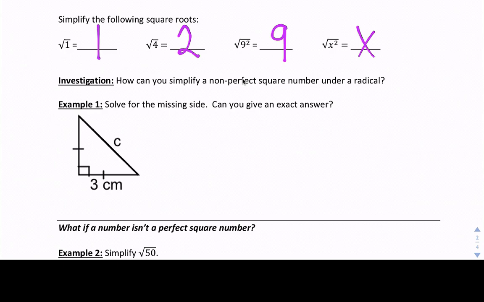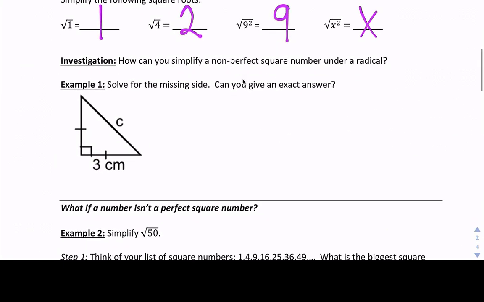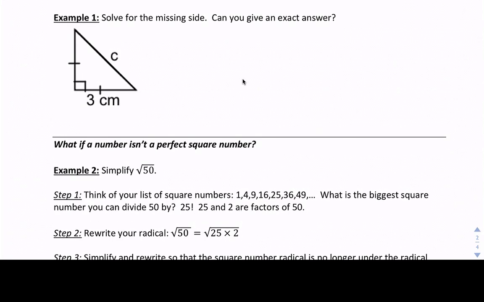So we'll do a little mini investigation. How can you simplify a non-perfect square number, because all the ones above are perfect square numbers? In other words, how can you give an exact answer? So if we take a look at our triangle here, this little line right here means our sides are the same. And if you remember from geometry, if you have a right triangle, you can figure out the hypotenuse by using the Pythagorean theorem, which is 3 squared plus 3 squared equals c squared. 9 plus 9 would give us 81.